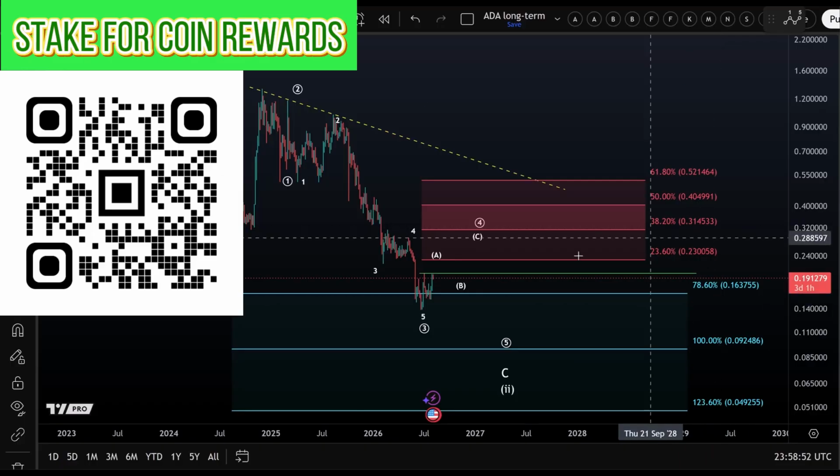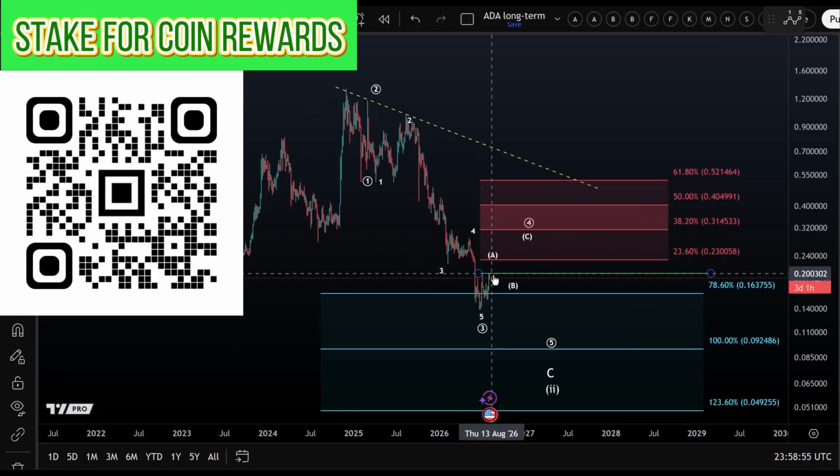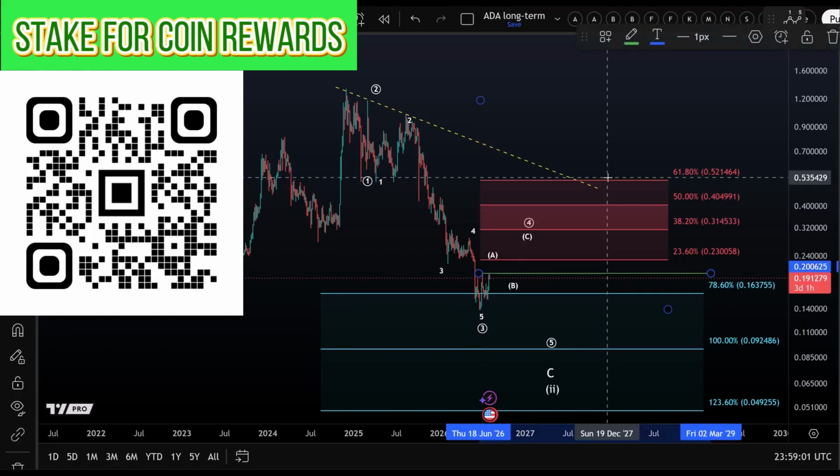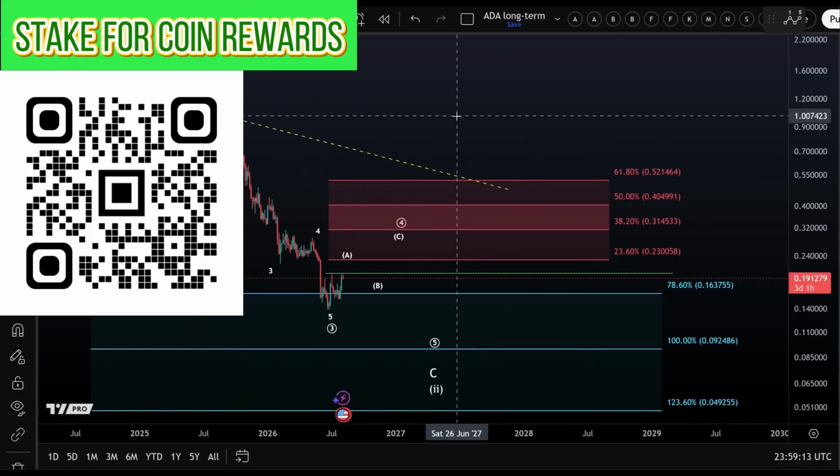And the price is currently pushing against the last swing high that formed at the end of June. This is marked by the green horizontal line, located at 20 cents. And this is an important structural resistance. We're going to take a look at that one on the smaller time frame as well, and at what it means from an Elliott Wave point of view.